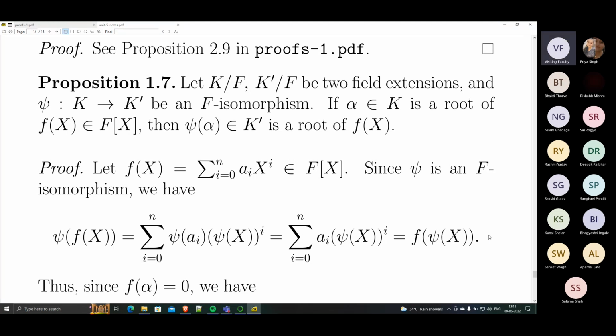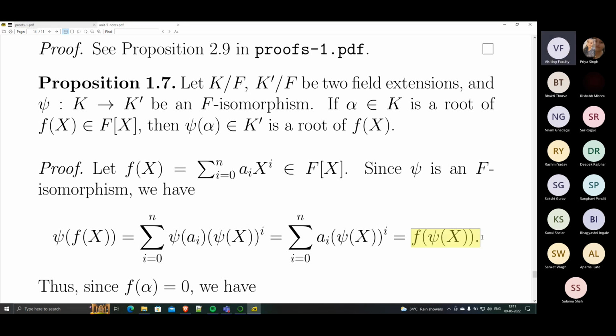Therefore, what do we know now? Alpha is a root of f. So f of alpha is 0. So let's plug it here. If f of alpha is 0, psi is a homomorphism. So psi of f of alpha should be 0 because it is psi of 0.